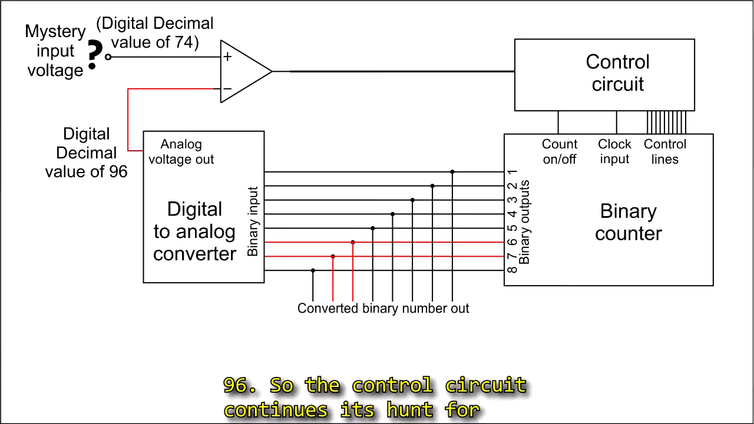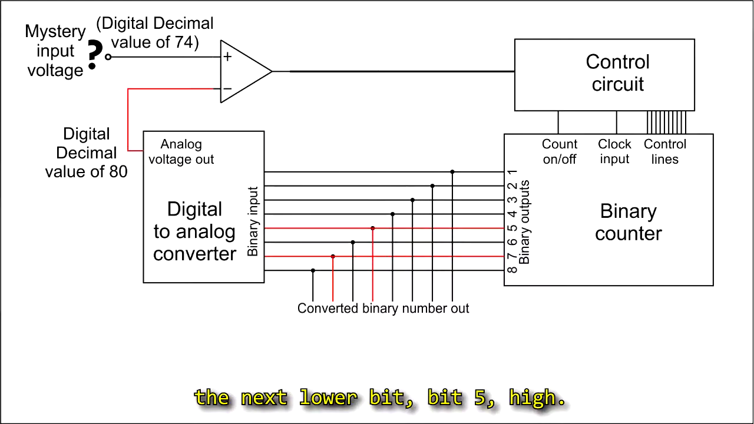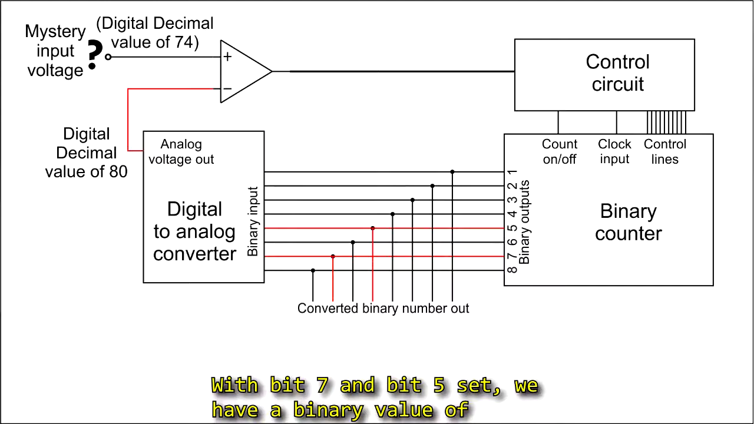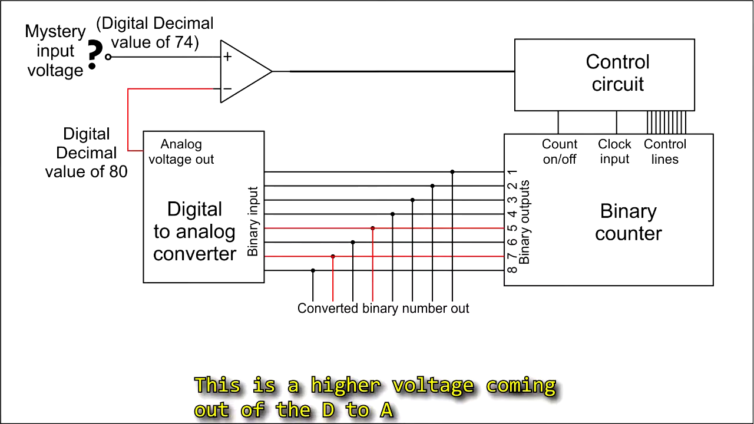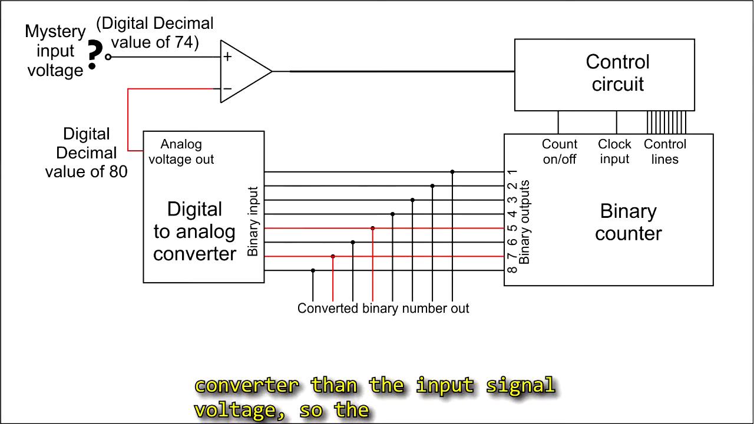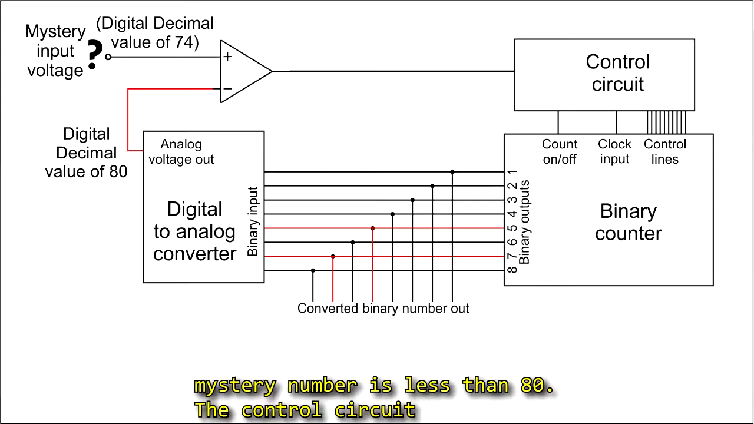So the control circuit continues its hunt for the mystery number by clearing bit 6 and setting the next lower bit, bit 5, high. With bit 7 and bit 5 set, we have a binary value of 16 plus 64 equals 80. This is a higher voltage coming out of the D to A converter than the input signal voltage, so the comparator will send a low again to the control circuit. The control circuit now knows that the mystery number is less than 80.